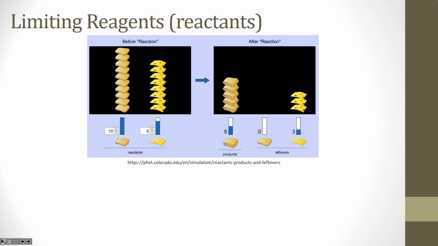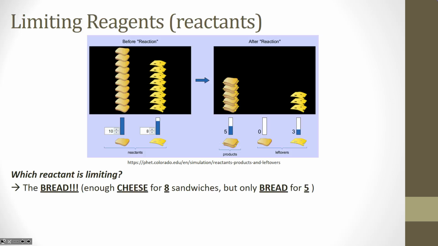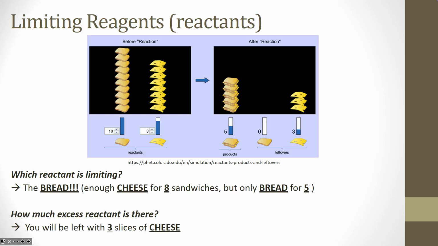You're going to get your 5 sandwiches, but you're going to have some cheese left over. So cheese would be our excess, and the bread is what we call limiting. And so I don't worry about how much cheese I have because I know I have extra. It's the bread that determines how many sandwiches we can make. So which reactant is limiting? Obviously the bread. We have enough cheese for 8 sandwiches, but only enough bread for 5. How much excess reactant? Well, we're left with 3 slices of cheese.